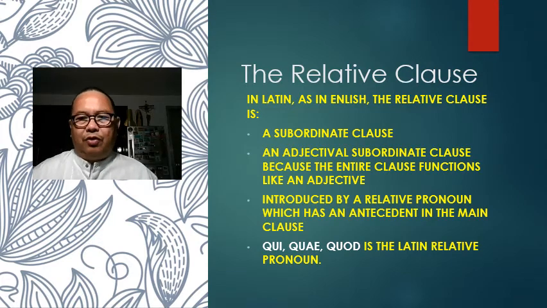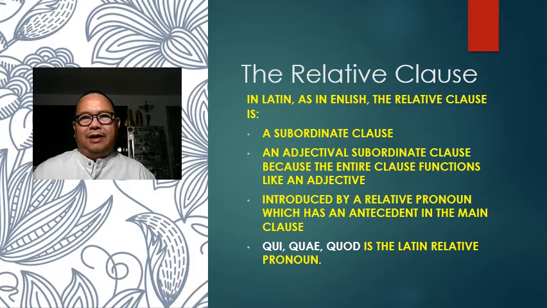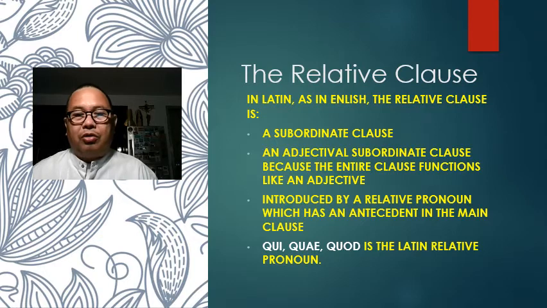This is a review of the lesson on relative clause, which I already sent to you in the form of a handout. In Latin, as in English, the relative clause can be described as, first, a subordinate clause, meaning to say it cannot stand on its own. It has to depend on a main clause or independent clause.